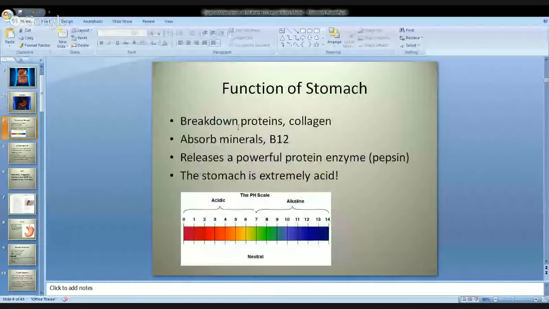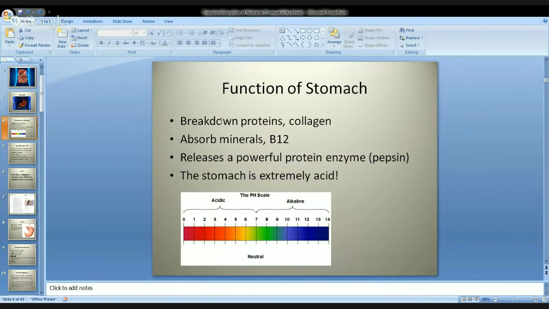Okay, so now, thank you for that introduction, because now I can go on to the next part, because what I want to cover is this right here. Let me just pop back in here. We'll come back to that. Is that you have breakdown of protein, collagen. Now, you're pretty young, so you probably haven't noticed a lot of collagen breakdown, but absorbing minerals like electrolytes.